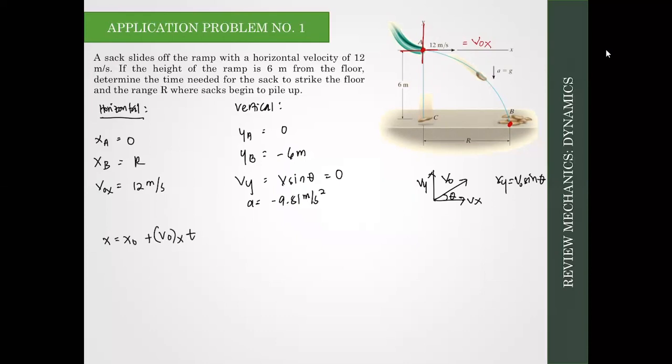Okay? So, yung x na kailangan natin is yung position ni B, no? Is equals to x sub 0 natin is 0 plus 12 and then ito is t. Okay? Kung sabihin yung r natin will be equals to 12t. So, gawin muna natin to as first equation.